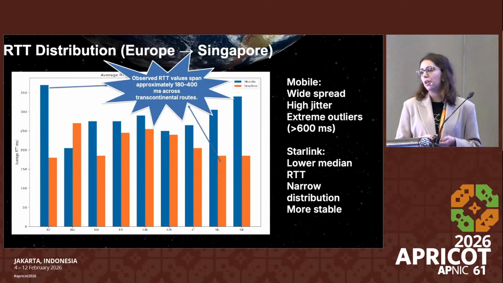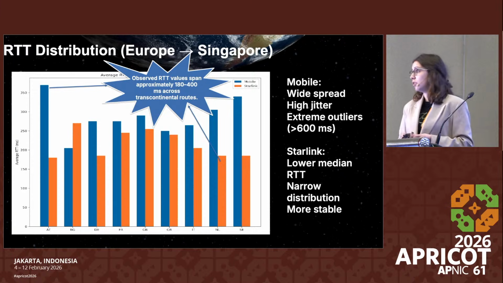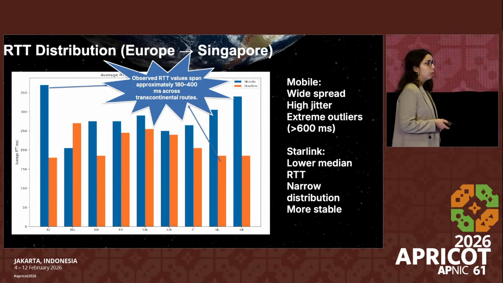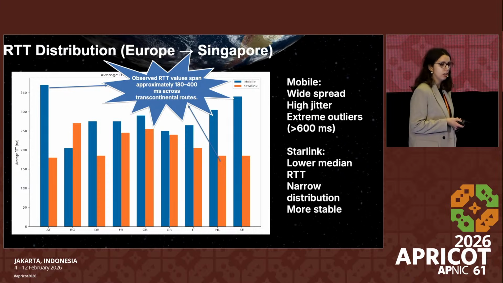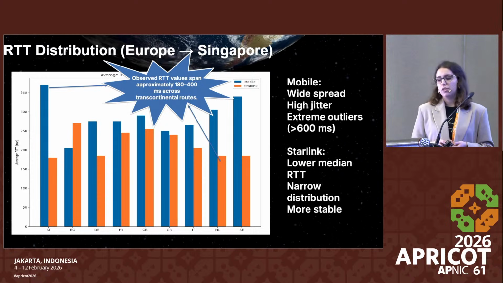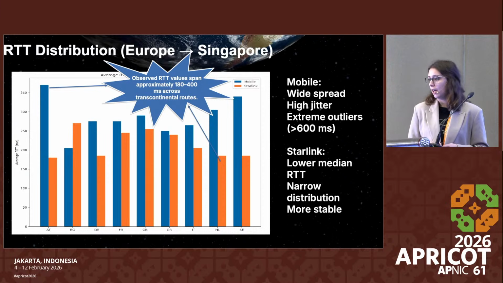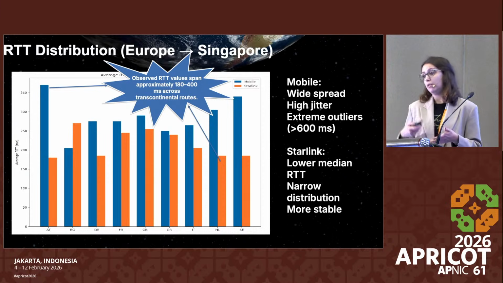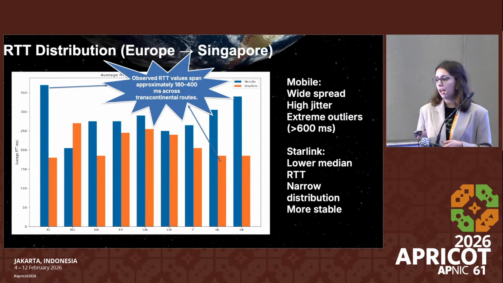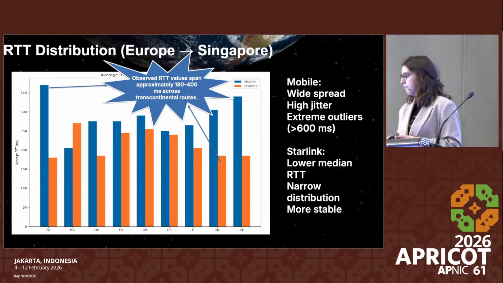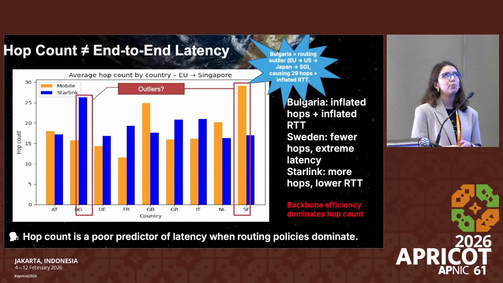And in my round-trip time average distribution from Europe to Singapore, we can conclude that observed round-trip time values span approximately from 180 milliseconds to 400 milliseconds across transcontinental routes. And in this picture, we could see that average round-trip time in mobile, or let's say fixed wireless access network, is much higher than in Starlink. Then we have also higher jitter and extreme outliers. But in Starlink, we have lower round-trip time and narrower distribution.